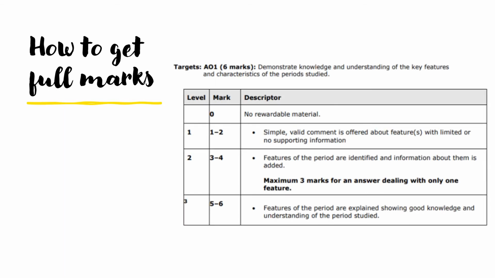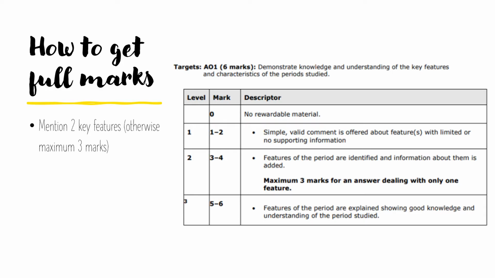So how do you get full marks in this? This, as you can see, is the level descriptors. So for level 3, or 5 to 6 marks, features of the period are explained, showing good knowledge and understanding of the period studied. And you can also see maximum 3 marks for an answer dealing with only one feature. So you really have got to talk about 2. So here's my top tips for that.